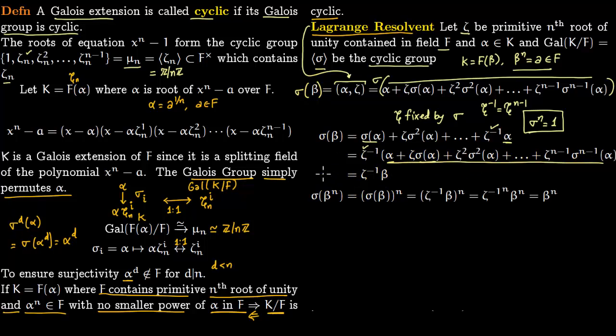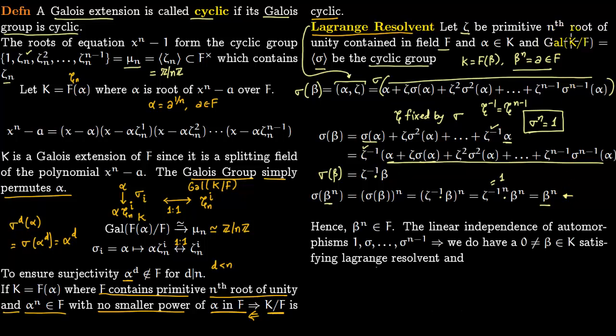So we have this equality now. Sigma acting on beta is precisely zeta inverse multiplied by beta. So now what if sigma acts on beta to the power of n? This will be equal to this because of the multiplicative property of a homomorphism. But then sigma acting on beta is this, so we write it right here. This is just an element, so it just comes in like this, but zeta to the power of minus n is 1. So you get beta to the n. So sigma fixes beta to the n. It acts on beta to the n, it just spits out beta to the n.